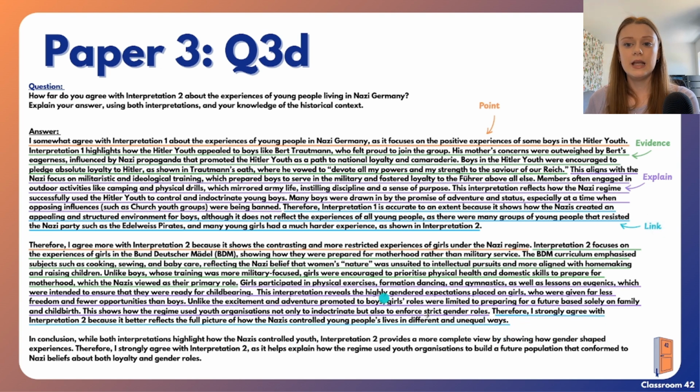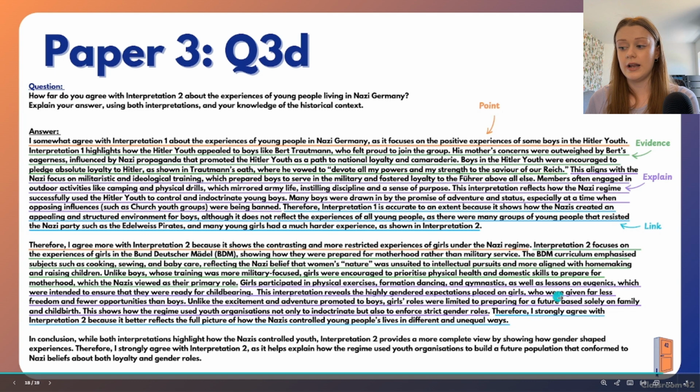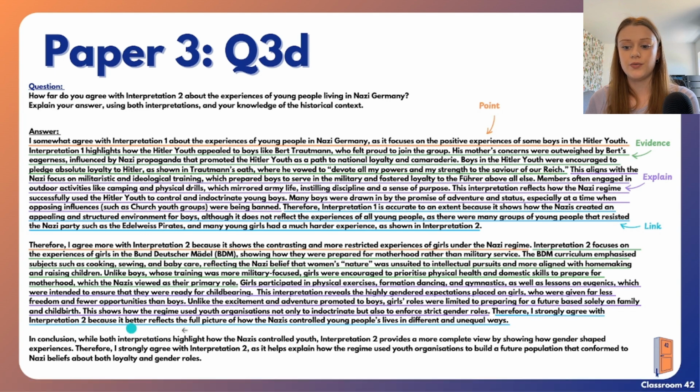And then I'm linking back to the question. Therefore, I strongly agree with interpretation 2 because it better reflects the full picture of how the Nazis controlled young people's lives in different and unequal ways. And then we're going to round up our answer by giving our conclusion.